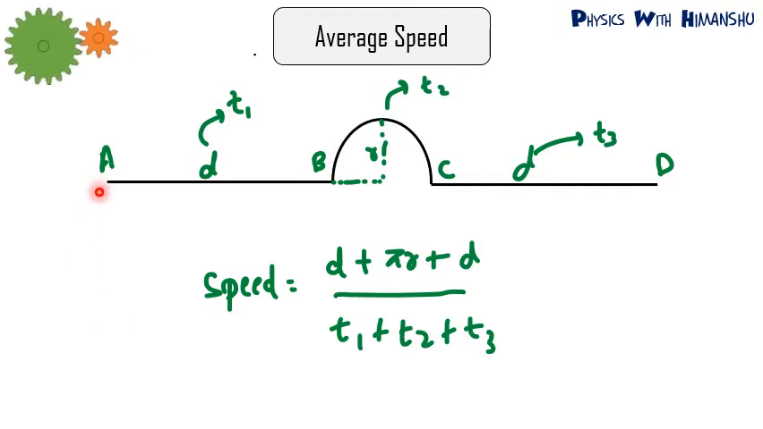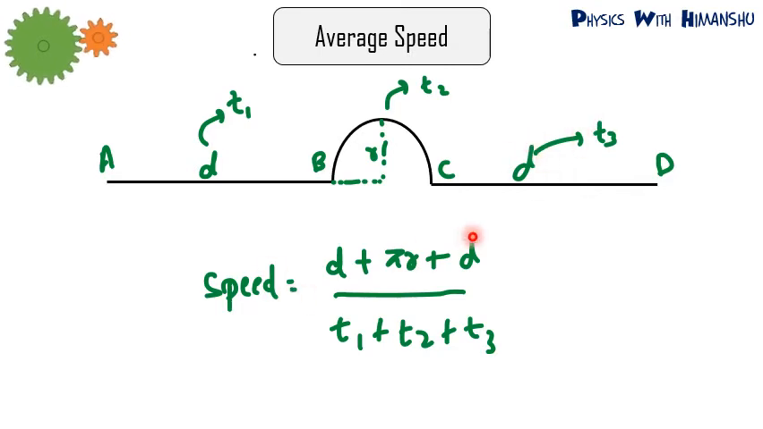Suppose we have to go from A to D. So first we'll go from A to B. Time taken will be T1 and distance is D. From B to C, time taken is T2 and distance will be half of 2 pi r, that is pi r, because we have a half circle. And from C to D, suppose time taken is T3 and distance is D.